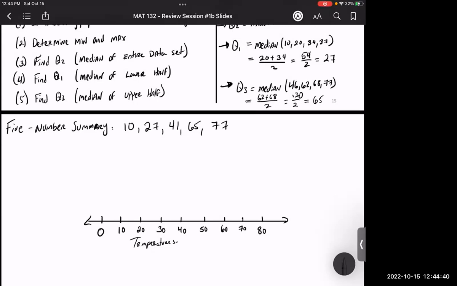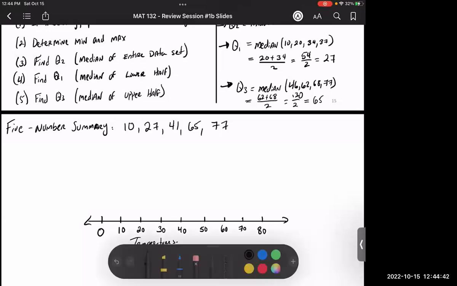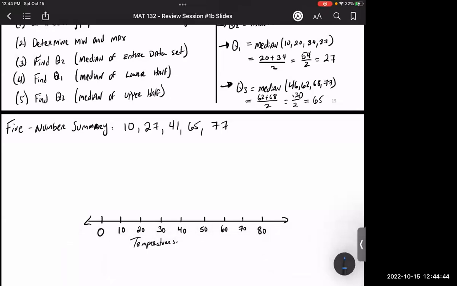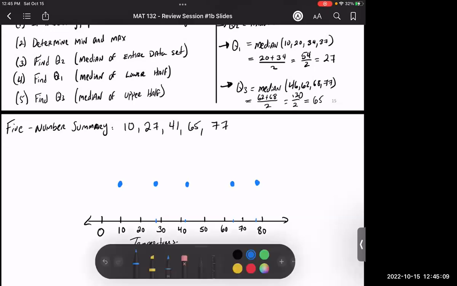All right, so now that I draw the number line, I do my scaling. You plot your 5-number summary. So the first number was 10. The next number was 27, which should be closer to 30 rather than 20. The next number was 41, so that's close to 40. Then 65 is in the middle of 60 and 70. And then 77 is closer to the 80. So I plot my 5 points.